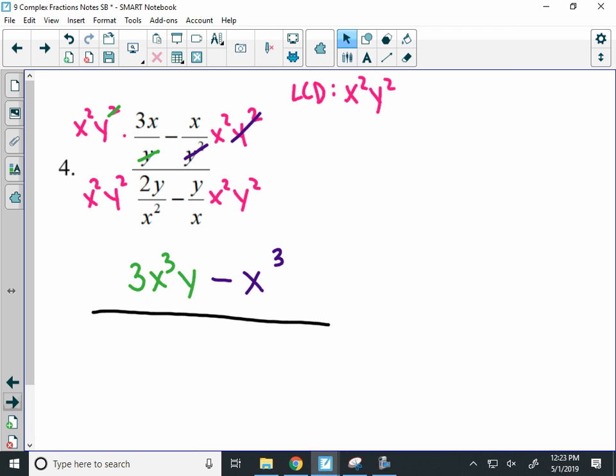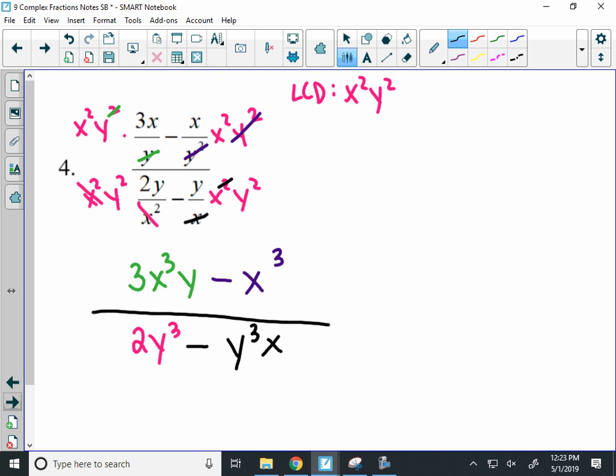All right, now let's do the denominator. The x squareds here go away totally. So what are you left with on the bottom? 2y cubed. And then over here, I have an x, which cancels with the x squared. So you're left with minus y cubed x. Those are better. So now I have no fractions. I just have to factor and see if I can cancel anything. So what factors out of the numerator? X cubed. So I can pull an x cubed out, and then what's going to be left when you pull the x cubed out? 3y minus 1.